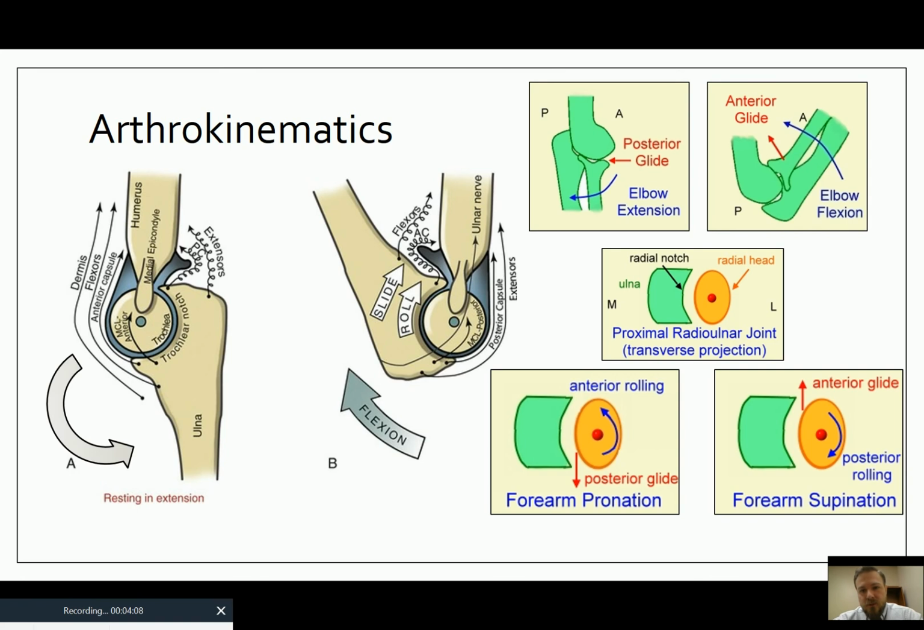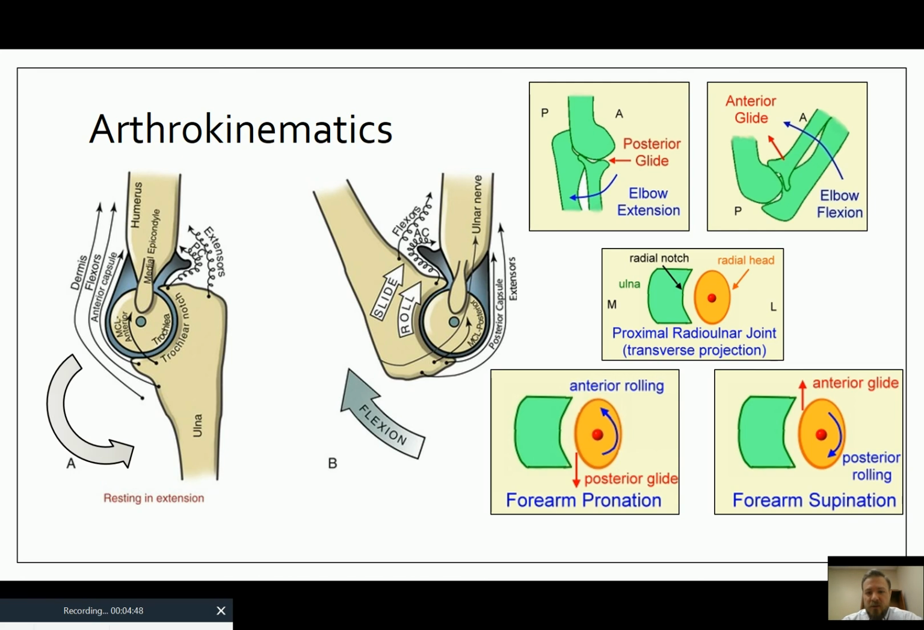So if we get into these little box pictures on the right, these go over all the rolls and glides of the humeral ulnar joint, and then the radial ulnar joint, as well as the proximal radial ulnar joint. And I should have said the humeral radial joint. So anyways, we go along here. We just went over the ulna, and really the radius and the ulna, when they're moving on a fixed humerus, they both roll and glide in all the same directions because they're both a concave surface. So the top 2 pictures just distinguish that for both.